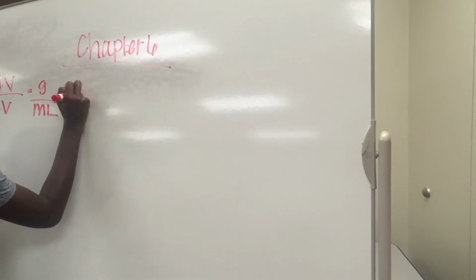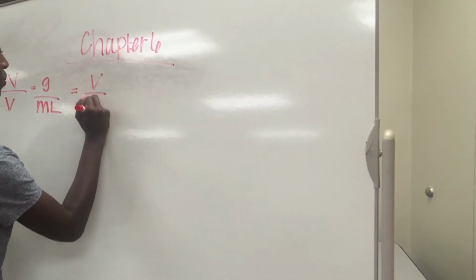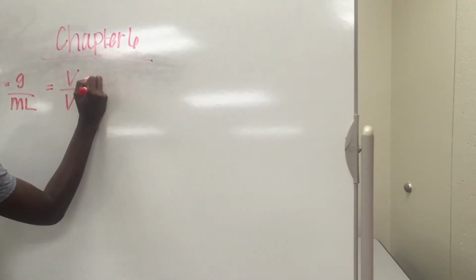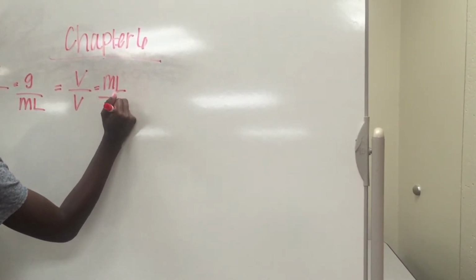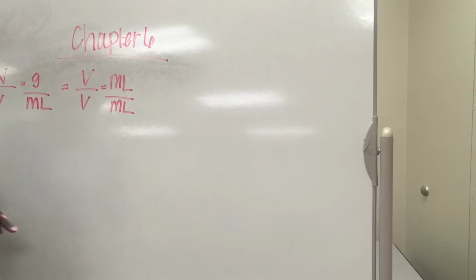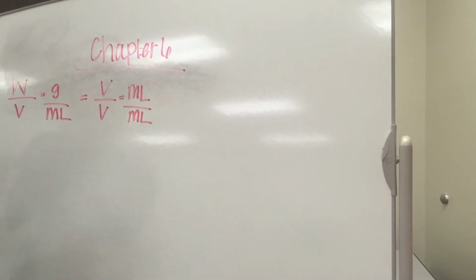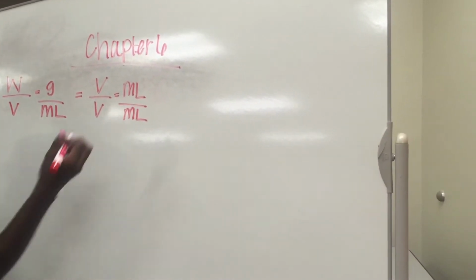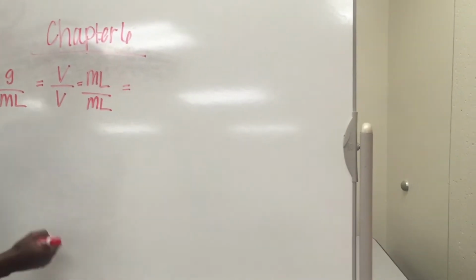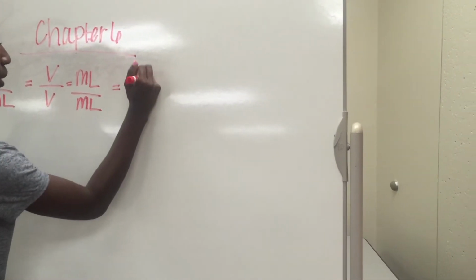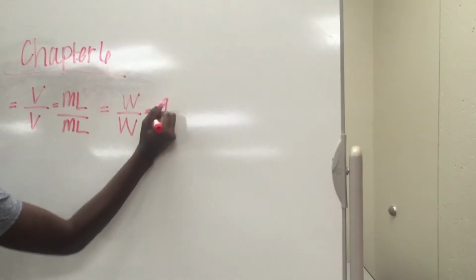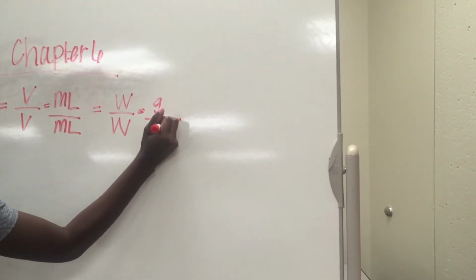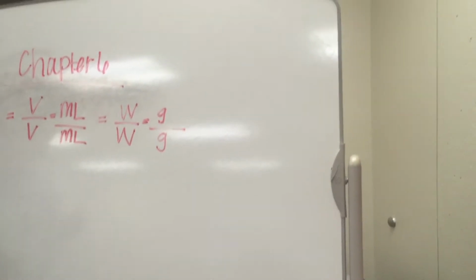The next one is volume per volume. And the units are milliliters per milliliters. And that is the number of mLs of something in 100 milliliters of a preparation. The least and final percentage preparation is weight per weight, and that's grams of a constituent in 100 grams of a solution.